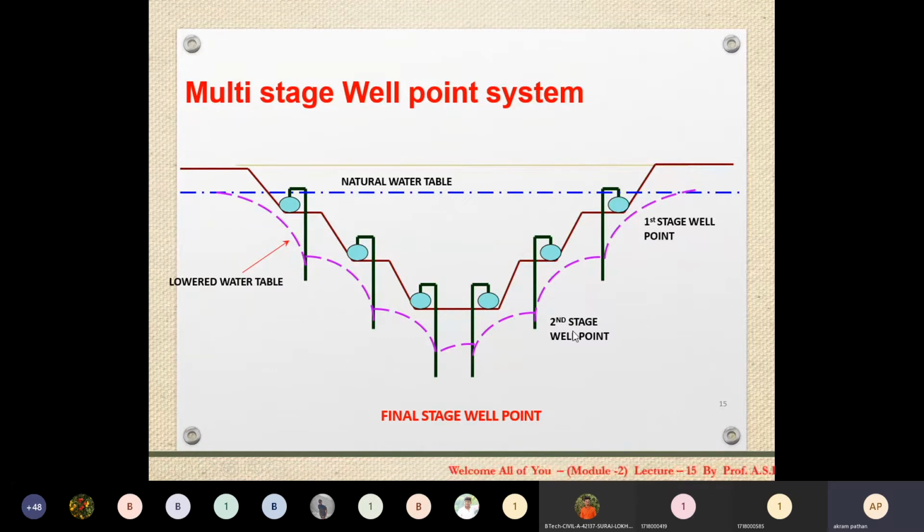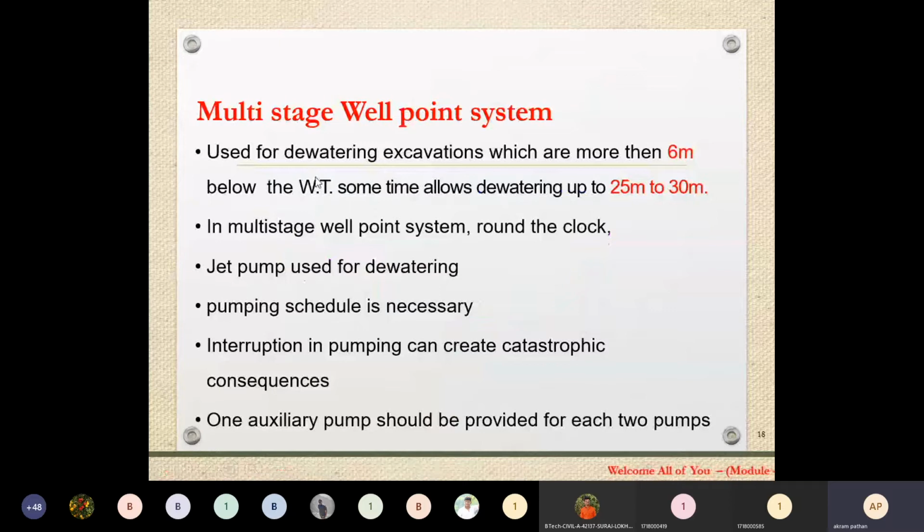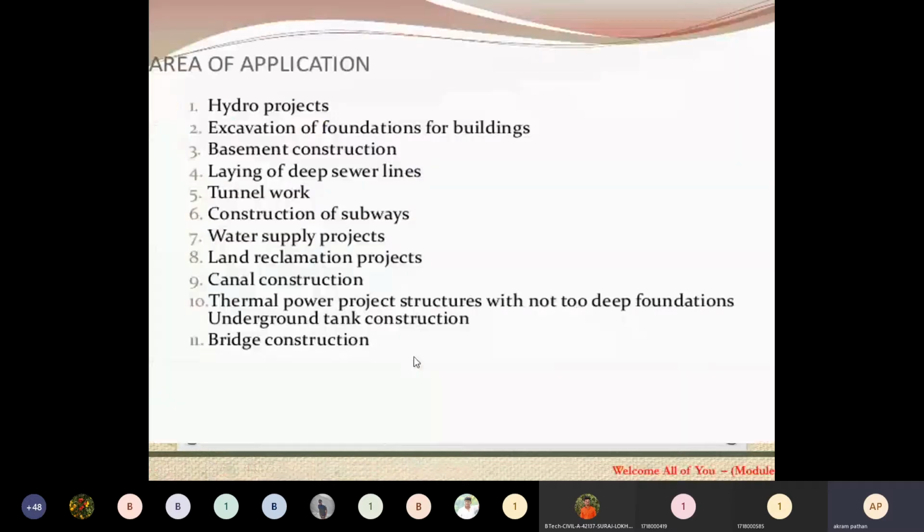So this system has a different pump setup. These are the things we have seen in the last lectures in the case of the multi-stage well point system. When dewatering excavation below 6 meter to 30 meter, if you see the excavation below 6 meter to 30 meter, this system is generally operated for 6 meter to 30 meter. So these are the things I have already explained in the last lecture.